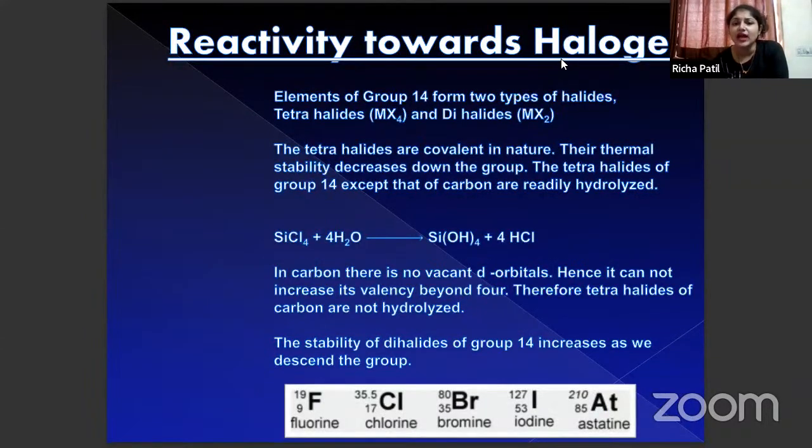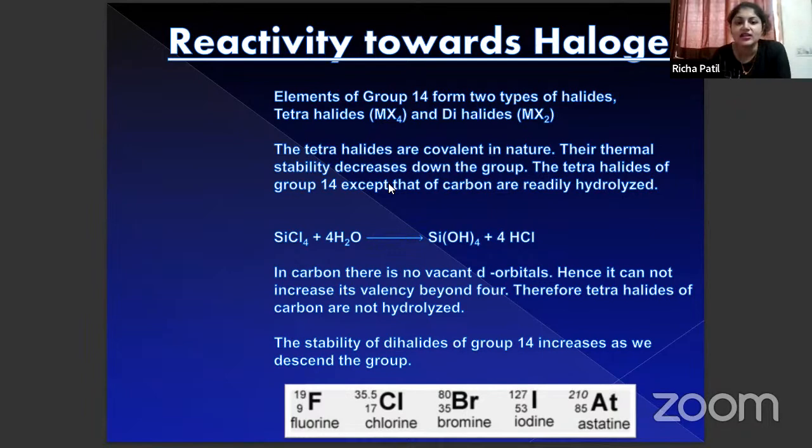So when you react it with halogens, two types of halogens are formed: tetrahalides and dihalides. The tetrahalides are covalent in nature. What happens to their thermal stability? As you go down the group, it decreases. And tetrahalides of group 14, except that of carbon, are readily hydrolyzed.